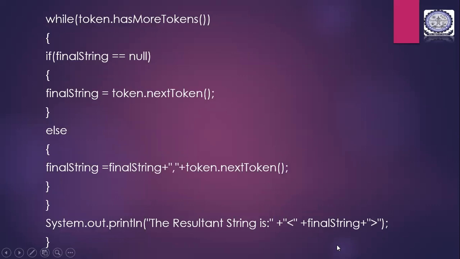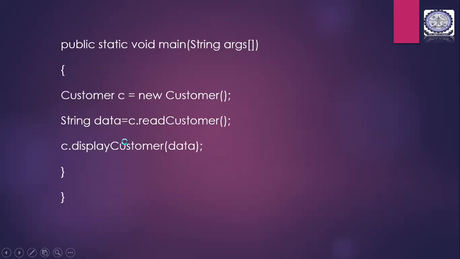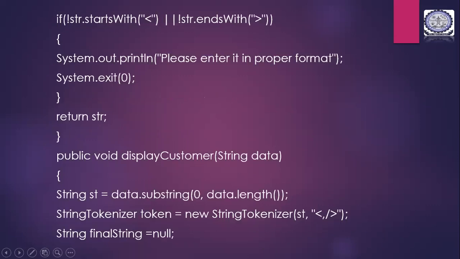So here you have the string, right? Yeah, this is the string here. Sidhu, comma, 14, slash, 10, slash, 1987, and you have the lesser than and greater than symbols here. So all these symbols, see here, it is mentioned that the lesser than, the comma, the separation that is slash, and the greater than symbols are all the delimiters.